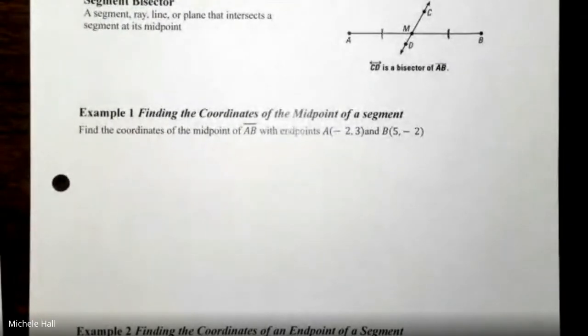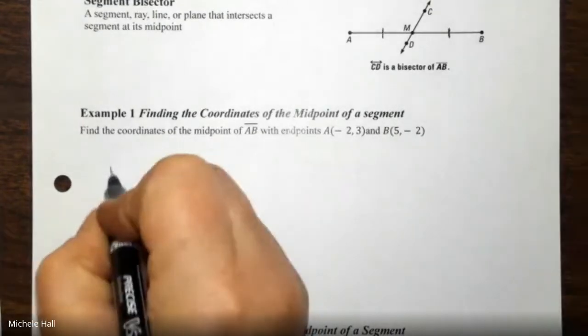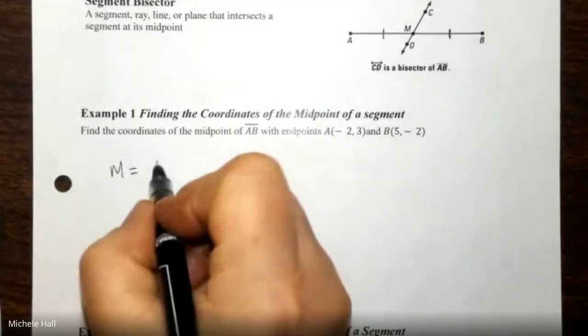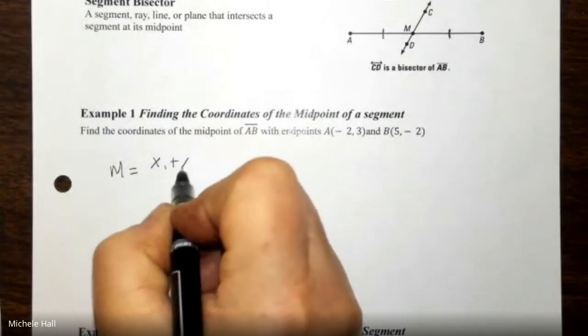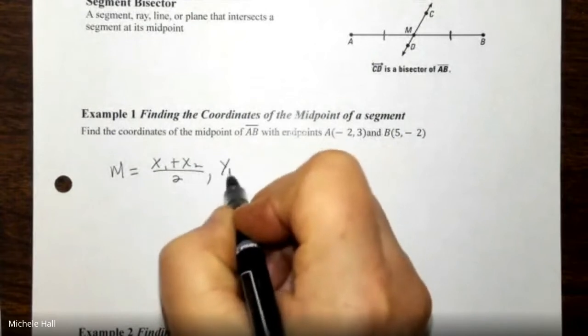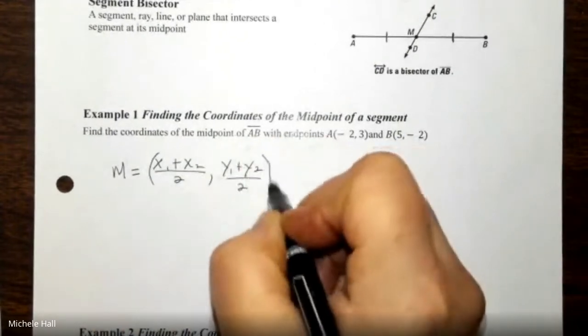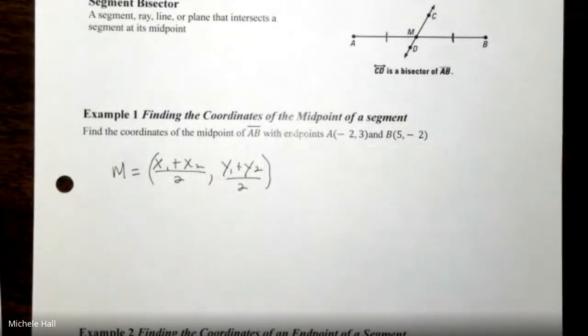Example 1, find the coordinates of the midpoint of AB with endpoints A (-2, 3) and B (5, -2). Remember, in our condensed notes, we have the midpoint formula. Midpoint equals x1 plus x2 divided by 2, comma, y1 plus y2 divided by 2, and this is a midpoint, so we write it as a point.